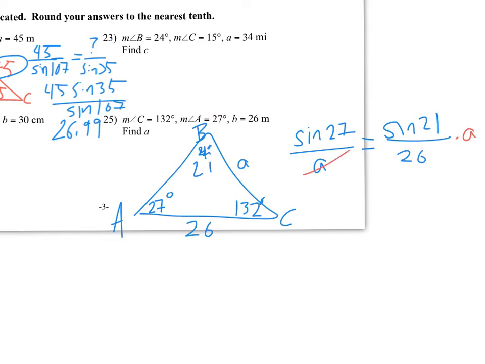I'm going to move side A over to this side, multiply by 26 on both sides, and then divide by sine of 21. And in doing so, we get 26 times sine of 27 divided by sine of 21. We get that A is equal to 32.93. That's pretty close to 26. It's a little bit larger. 27 degrees is a little bit larger than 21 degrees, so that makes sense as well.